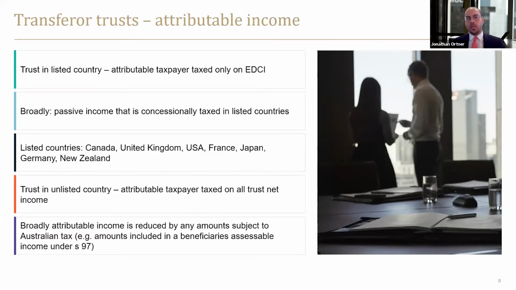So these rules really operate in a residuary fashion. The CFC rules take priority. The old FIF rules used to take priority, as did the former 96A and 96B deemed present entitlement rules. But to the extent that a beneficiary is being made presently entitled or has been subject to tax under another provision on that income, then the attributable income will be reduced by that amount so that there's no double taxation.